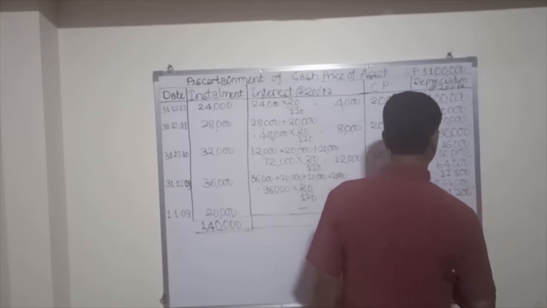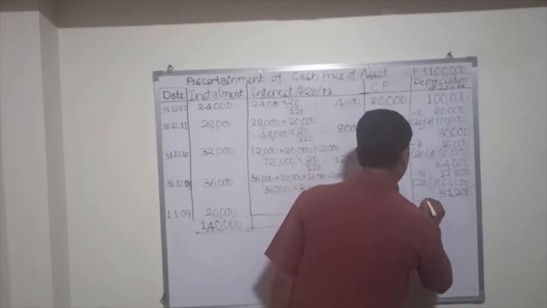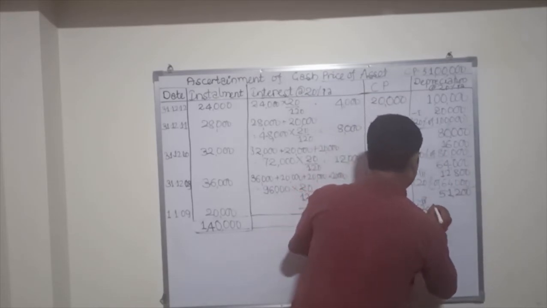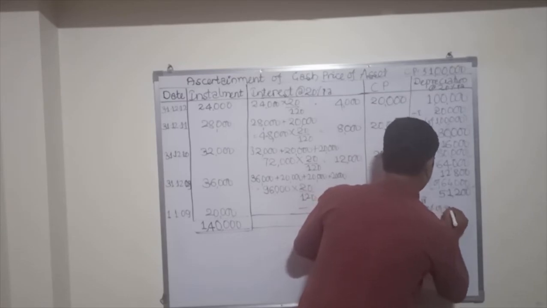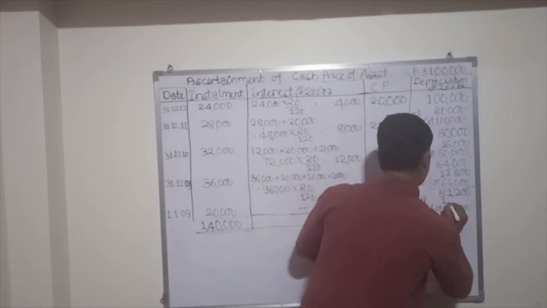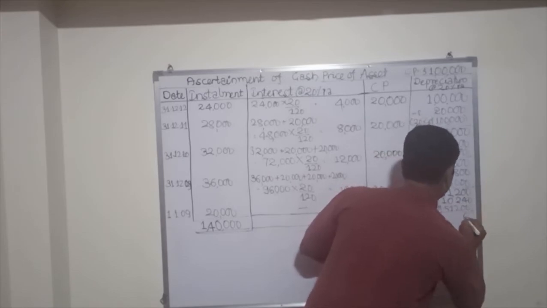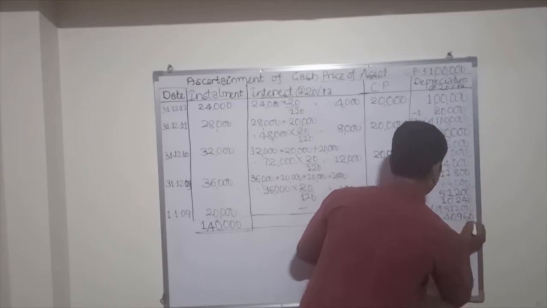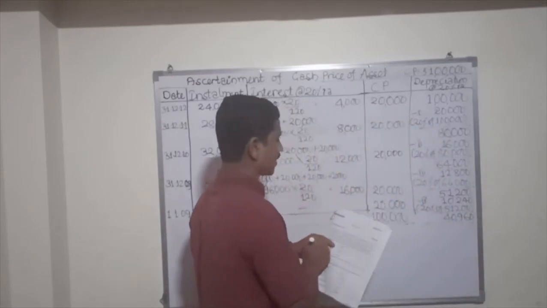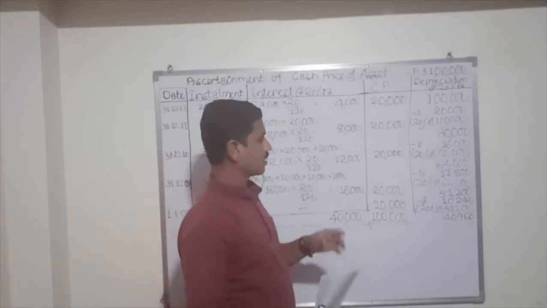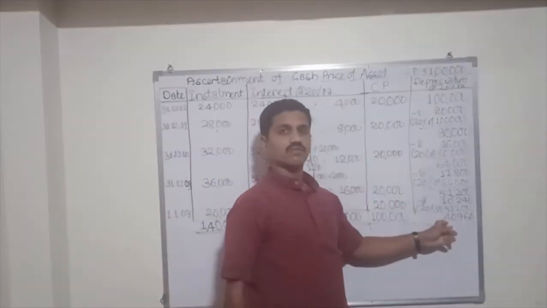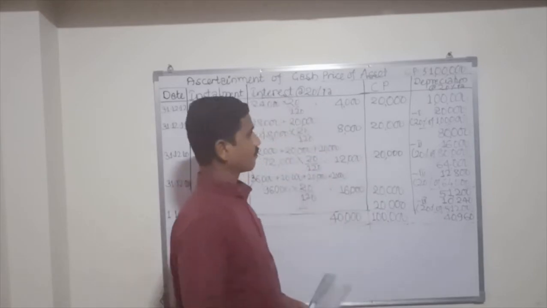So when you subtract, you get 51,200. When you calculate for the fourth year, 20% of 51,200 comes to 10,240. So 40,960 rupees is the outstanding balance of the asset at the end of the fourth year.